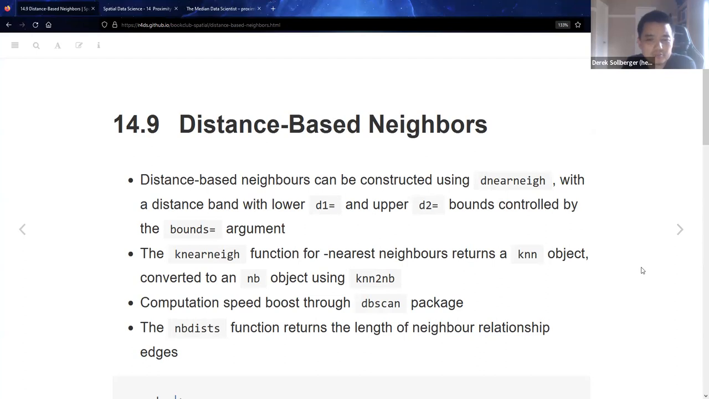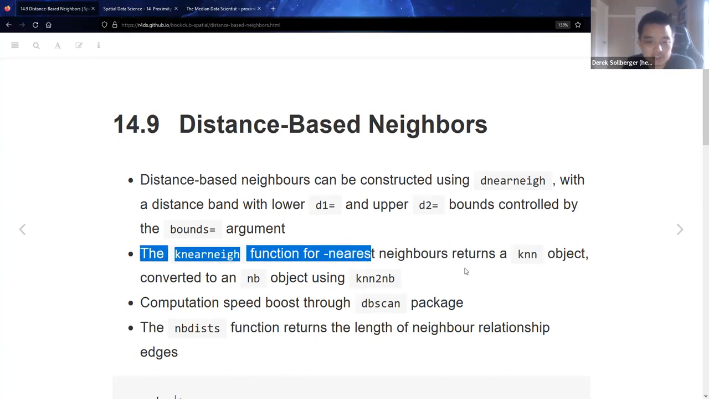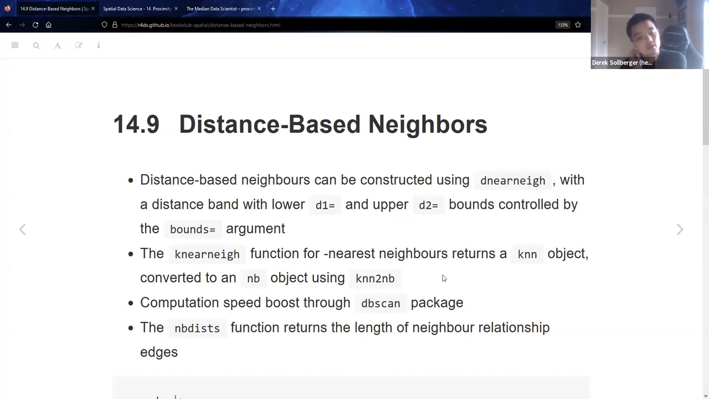So then one more broad approach to finding neighbors is the distance-based approach. We're going to be briefly using the dnearneigh function. This has a distance band with a lower bound and an upper bound. For folks coming from machine learning, we quickly think of the k nearest neighbors algorithm. And the spdep package has another helper function, knn2nb, along the way.